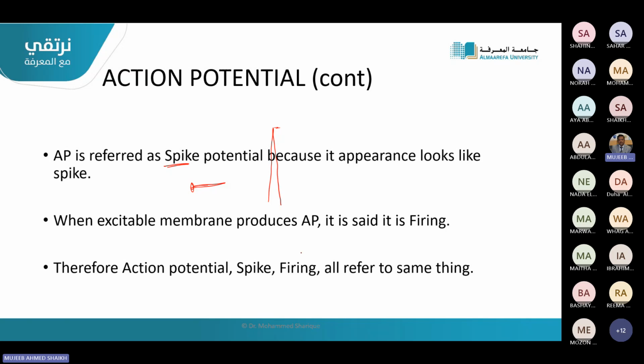Another term used in excitable cells is that when an action potential is produced, they say the cell is firing. When it is firing, it means it is producing the action potential. So action potential, spike potential, or firing of the nerve is one and the same thing.